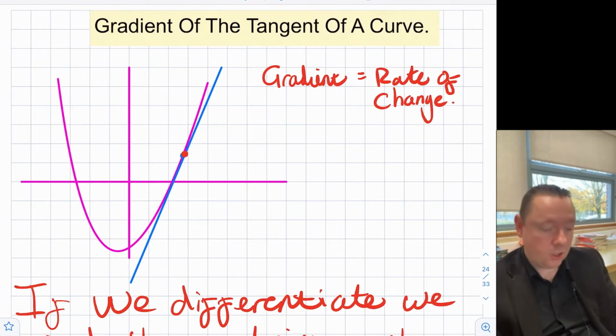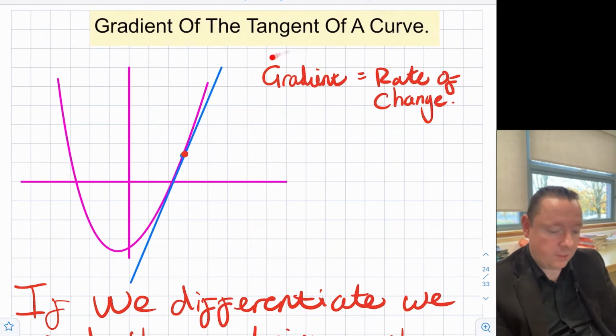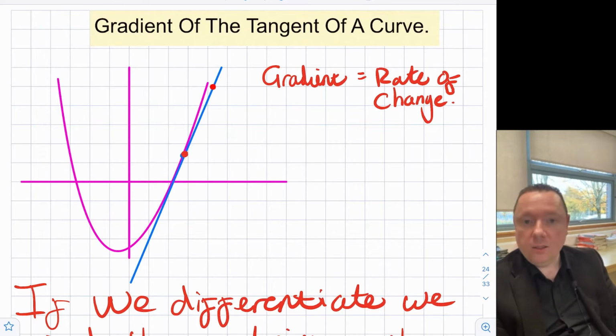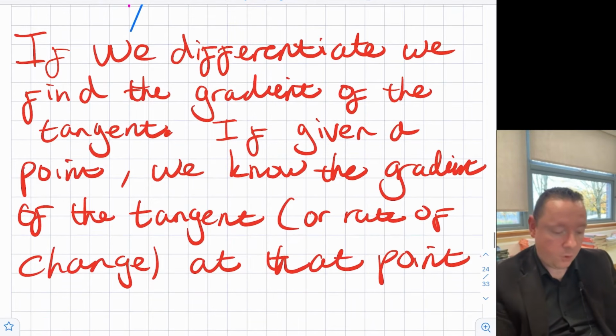That's what we're going to look at today. We're going to start looking at the gradient of a tangent to a curve. If I draw a curve here, we know that we can find the gradient at a specific point, and we could draw a tangent, a line that just touches that point. The gradient then would be the same as the rate of change. Go along x, y changes by some number. So at a specific point, we can find the gradient of the tangent, which is the same as finding the rate of change. So if we differentiate, we find the gradient of the tangent. If given a point, we know the gradient of the tangent or the rate of change at that point.